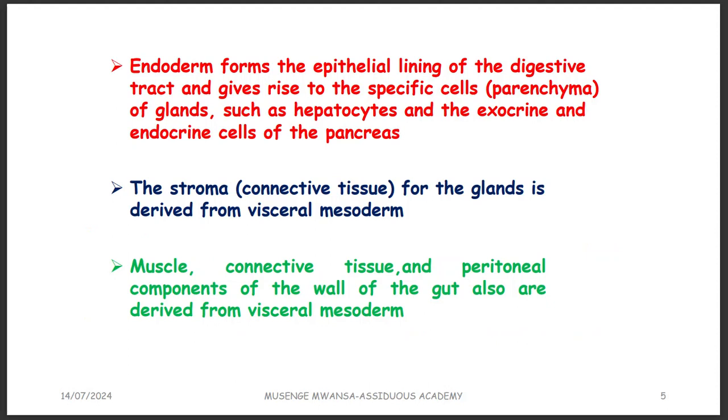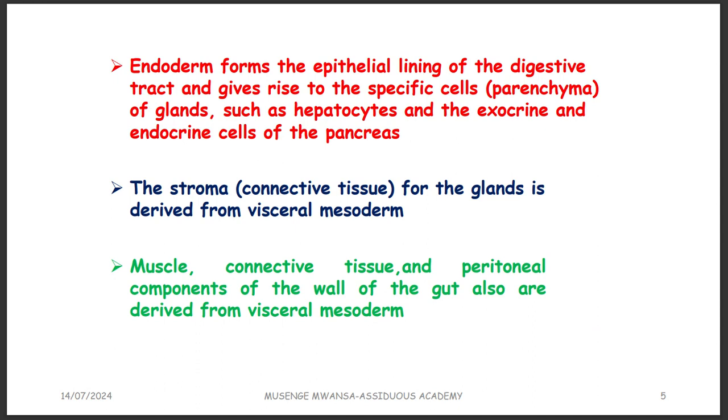So the endoderm is going to form the epithelial lining of the digestive tract. Remember, basically the GIT develops from endoderm. So the endoderm is going to form the epithelium, and that will give rise to specific glands. For example, the cells of the liver, the hepatocytes, and the exocrine and endocrine cells of the pancreas.